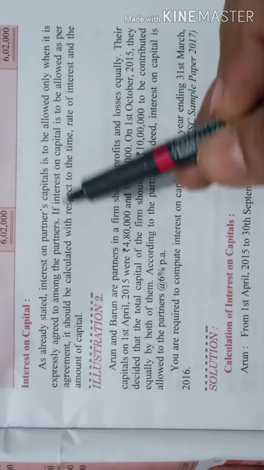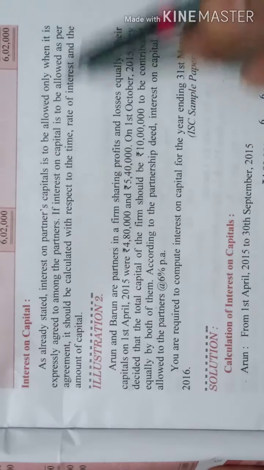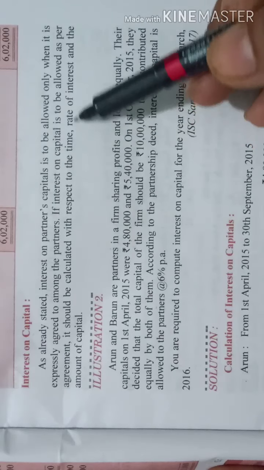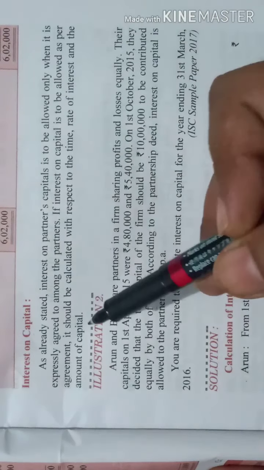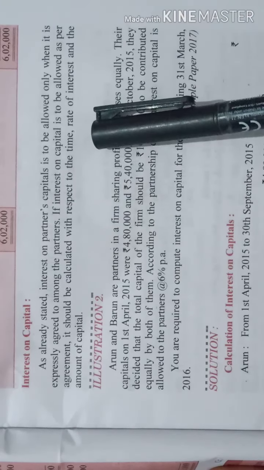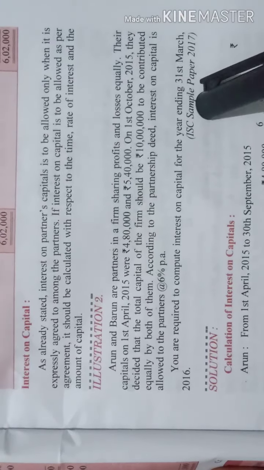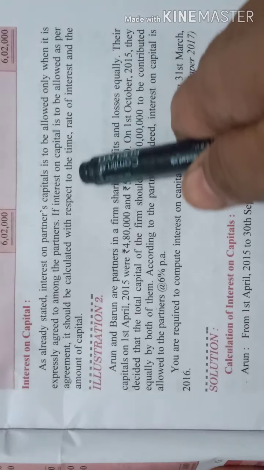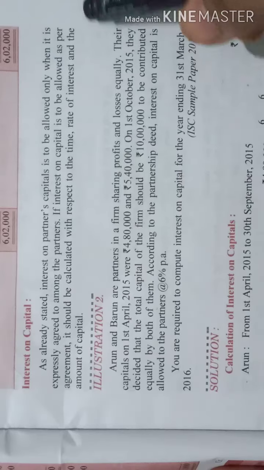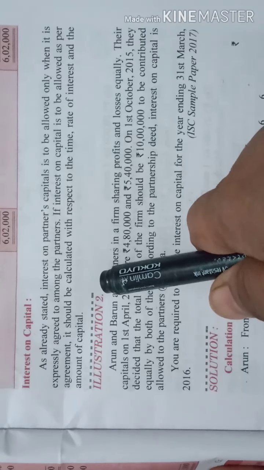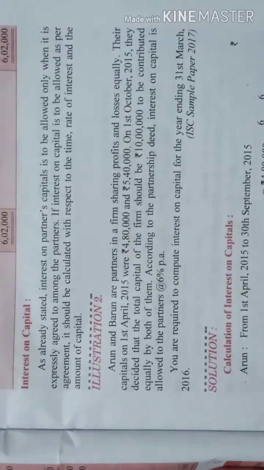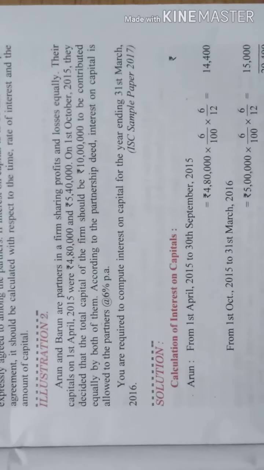If interest on capital is to be allowed as per the agreement, it should be calculated with respect to the time, rate of interest and the amount of capital. So when we give interest, we will check time, rate of interest and the amount of capital. Accordingly we will give interest. Now let's check the illustration related to that.